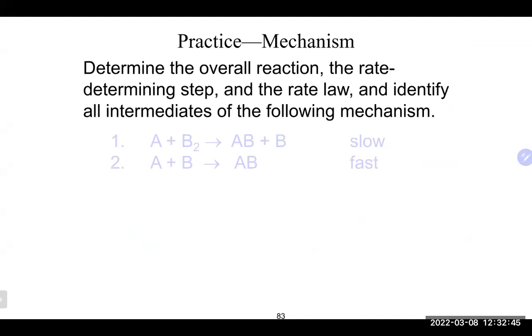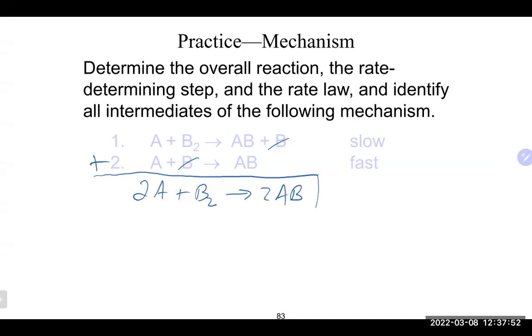All right, one last one here. Determine the overall reaction, the rate determining step, and the rate law, and identify any intermediates in the following mechanism. So we're going to add. In this case, it does look like B will cancel, and I think that's about it. So that's going to give us 2A plus B2 goes to 2AB as our overall reaction. We would see here that our intermediate would be B in this case. And the rate determining step should again be the slow step here.